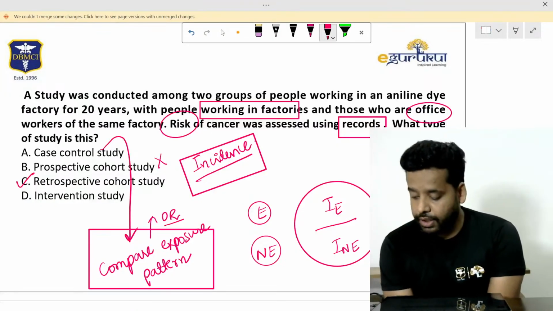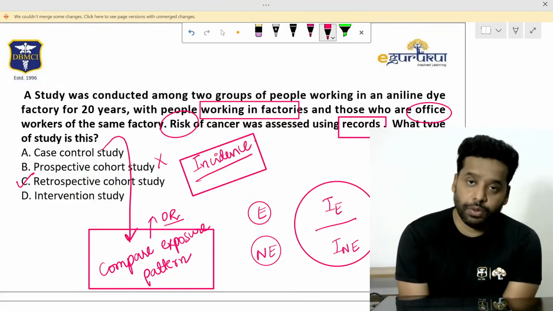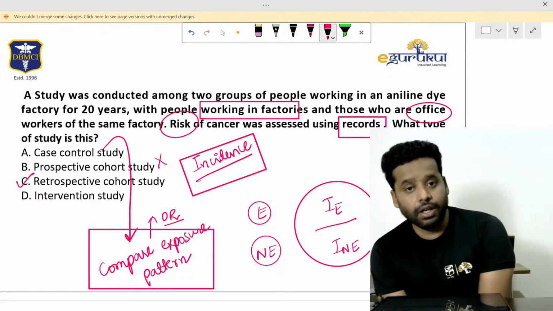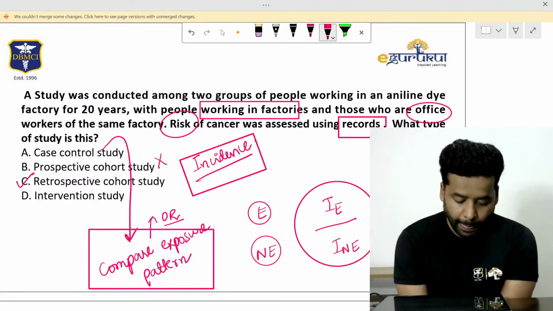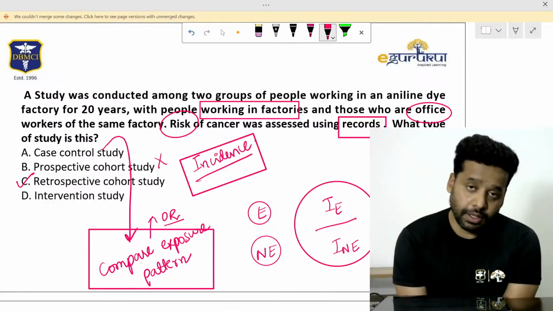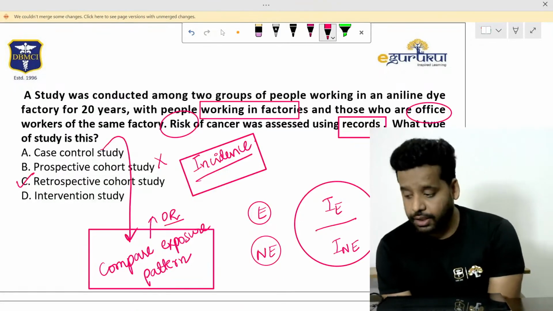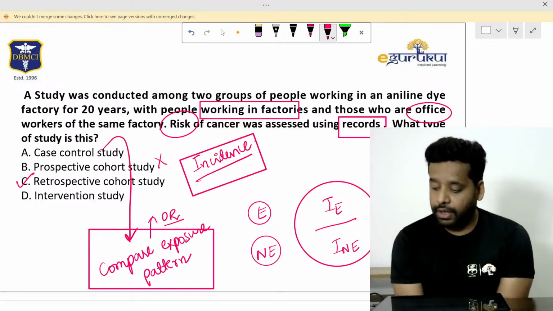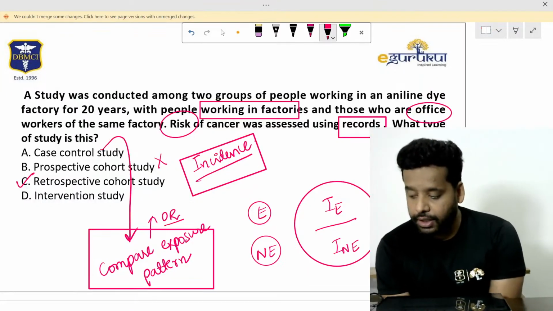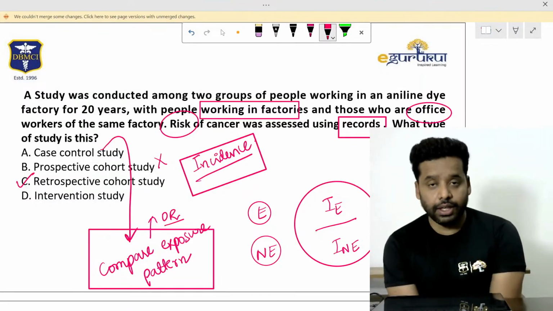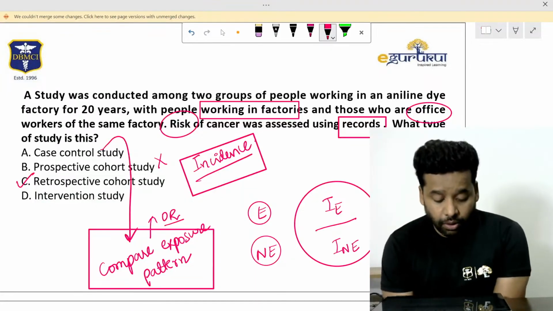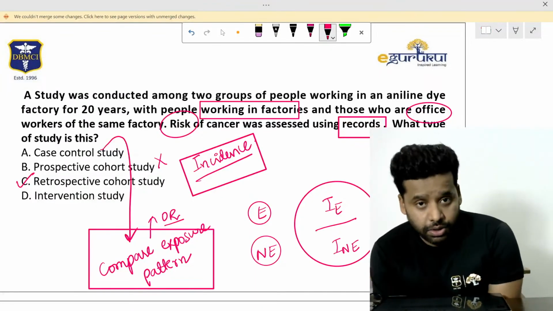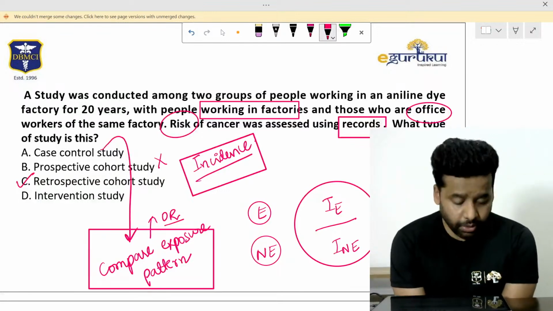When the question mentions history of exposure was taken in deceased and non-deceased individuals, the exposure pattern was compared between two groups, cases and controls, then we are calculating the odds ratio. That study becomes a case control study.